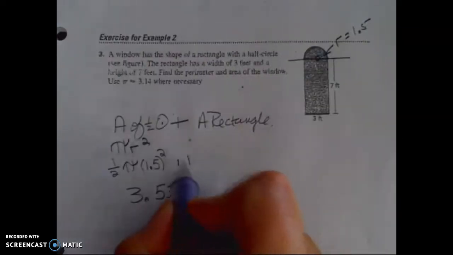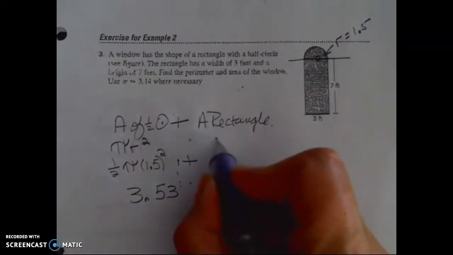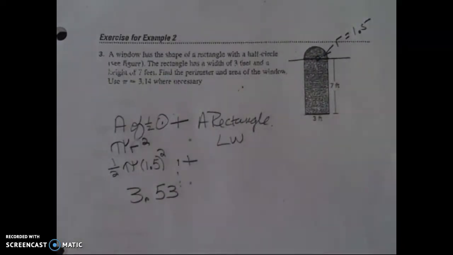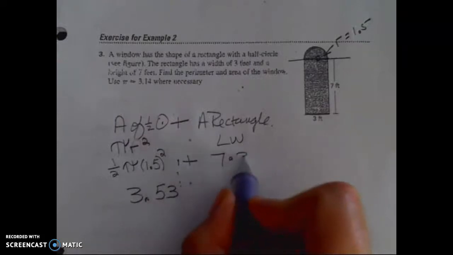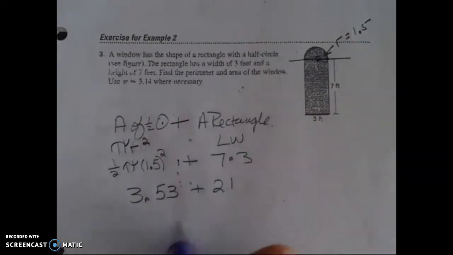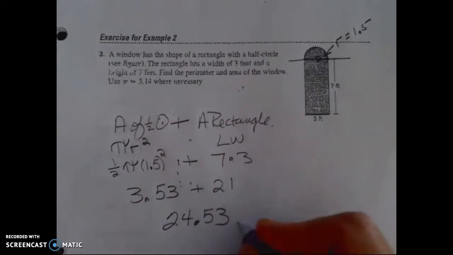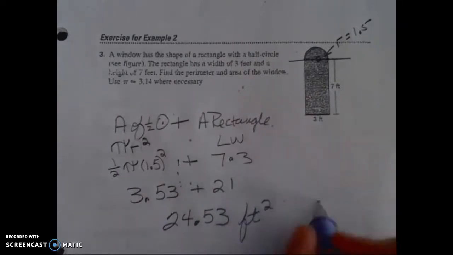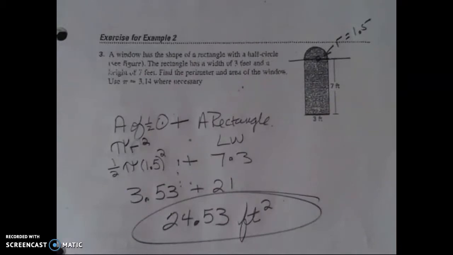Okay, now we need to add the area of the rectangle. So it's length times width, so it's 7 times 3, so it's 21. When I add them up, I get 24.53. This is an area, so your unit would be feet squared. You have to put a unit.